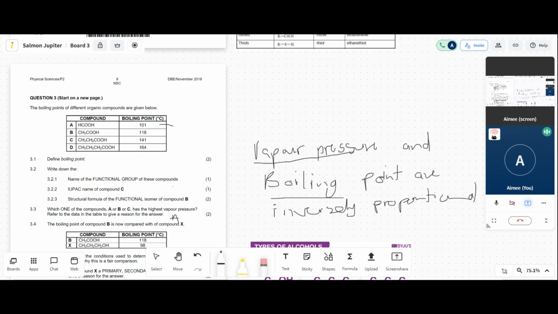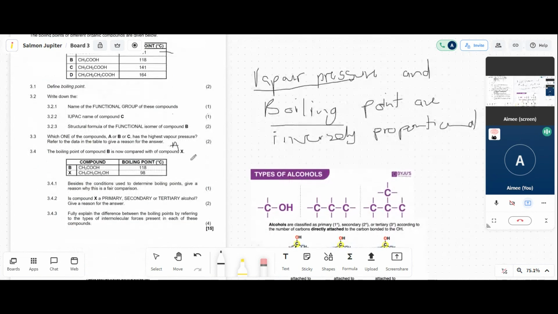Okay, remember, just to quickly recap the definition of vapor pressure is the pressure exerted by a gas that is in equilibrium with its solid or liquid at a fixed temperature in a closed system. Okay, I'm not really going to go much more into detail there. I think that we can move on.